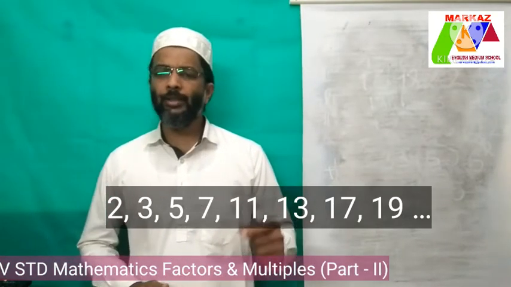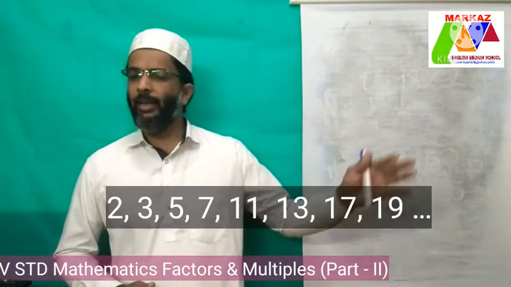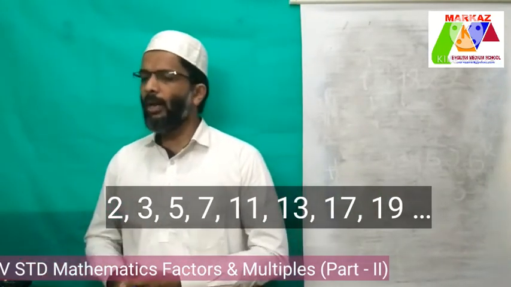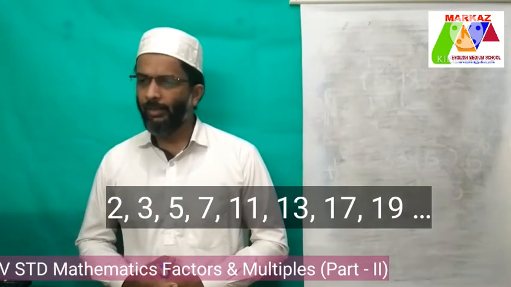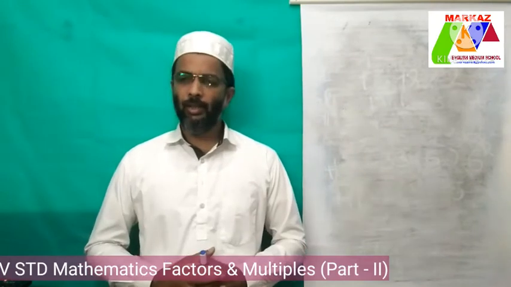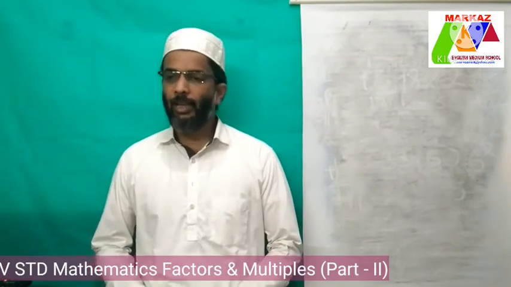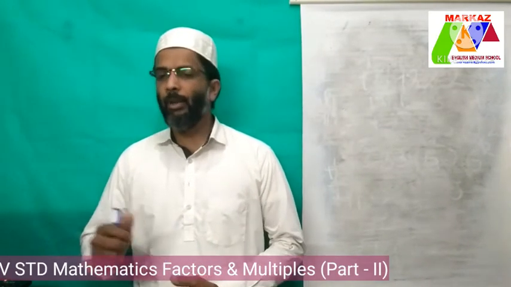2, 3, 5, 7, 11, 13, 17, 19 are prime numbers. The remaining numbers are composite numbers. Is it clear? I conclude the class here. Let us revise the divisibility tests by some numbers.